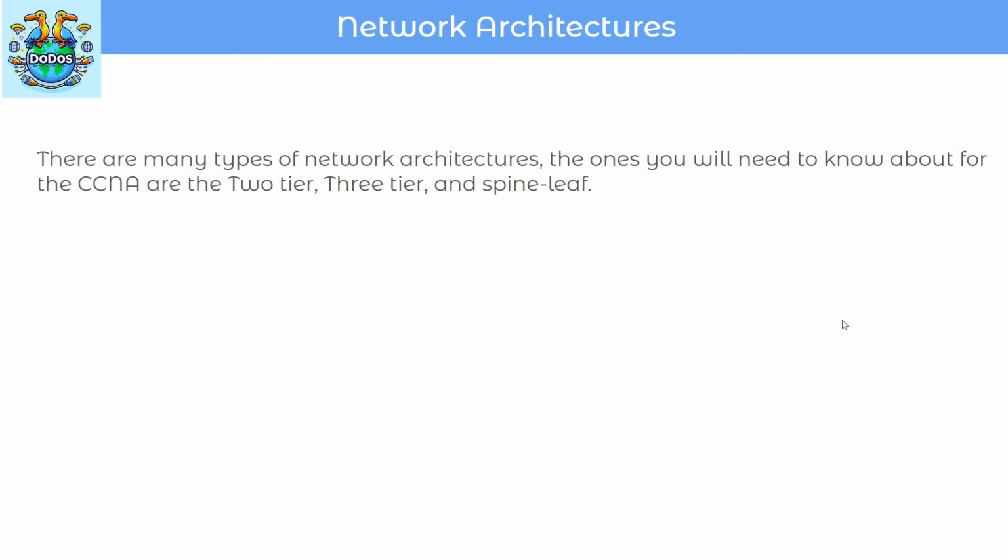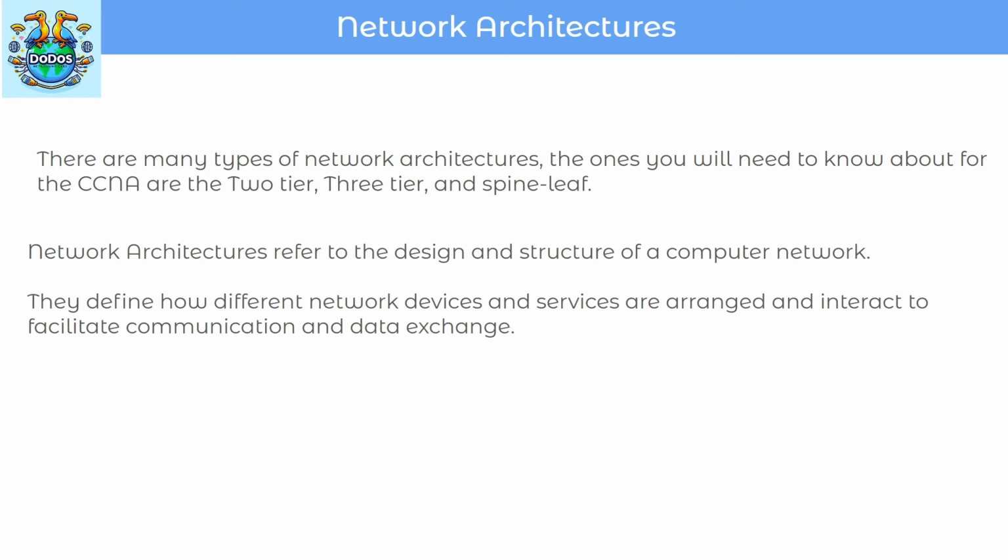So, network architectures. There are many types of network architectures, and these are the ones that you'll need to know about for the CCNA: two-tier, three-tier, and spine-leaf. Network architectures refer to the design and structure of a computer network. They define how different network devices and services are arranged and interact to facilitate communication and data exchange.